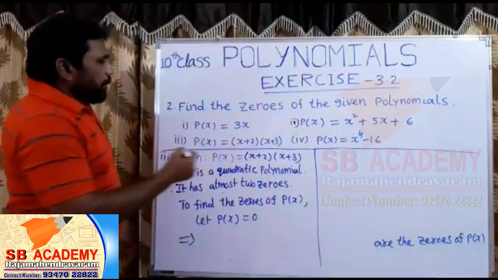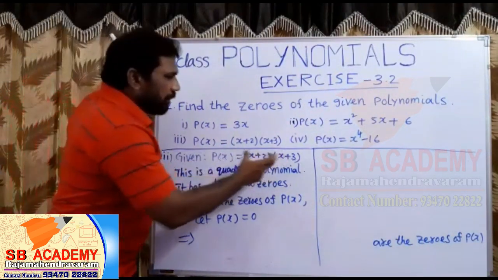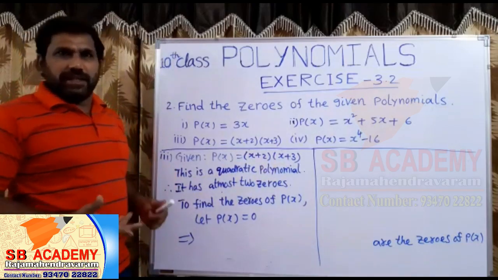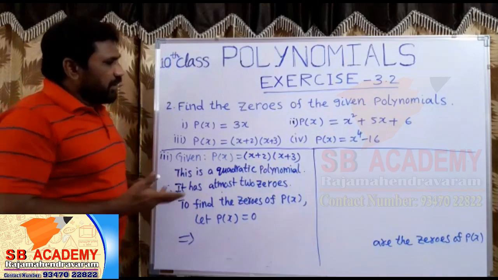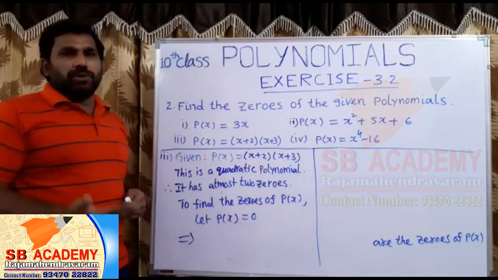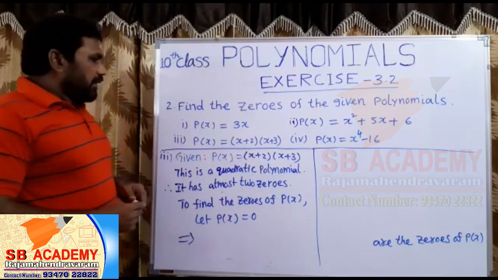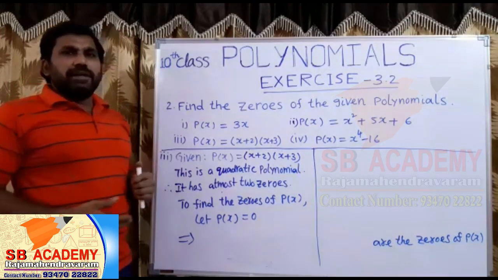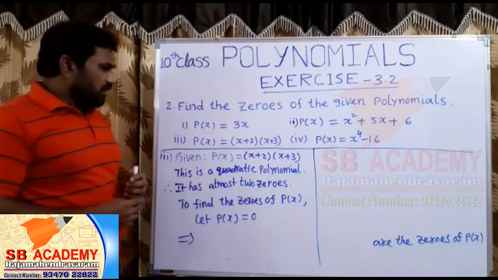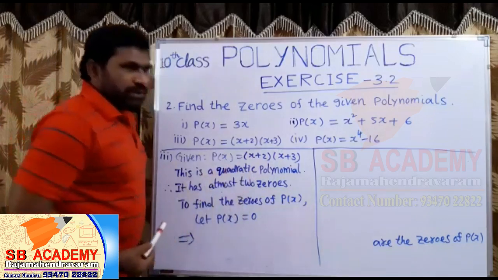Third problem. p of x equal to (x plus 2) into (x plus 3). So if you multiply these two, you will get x square plus 5x plus 6. So that's why the degree of this polynomial is 2. If the degree of the polynomial is 2, then it is called a quadratic polynomial. A polynomial of degree 2 has at most 2 zeros. Okay, so write down this is a quadratic polynomial. It has at most 2 zeros.